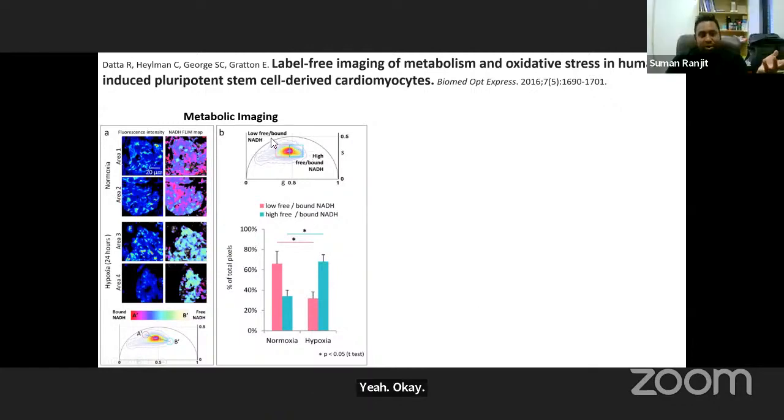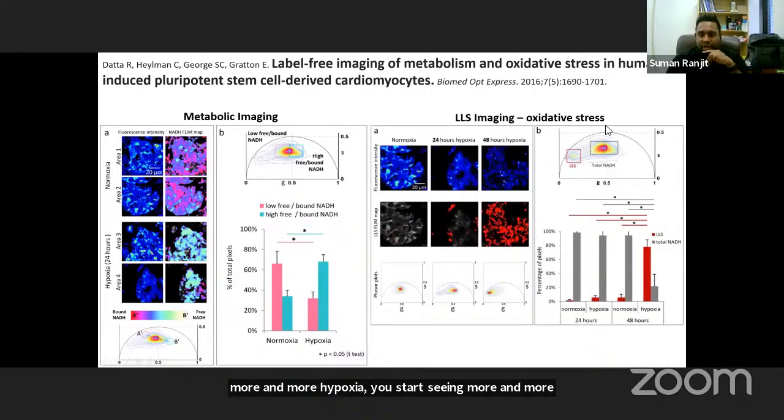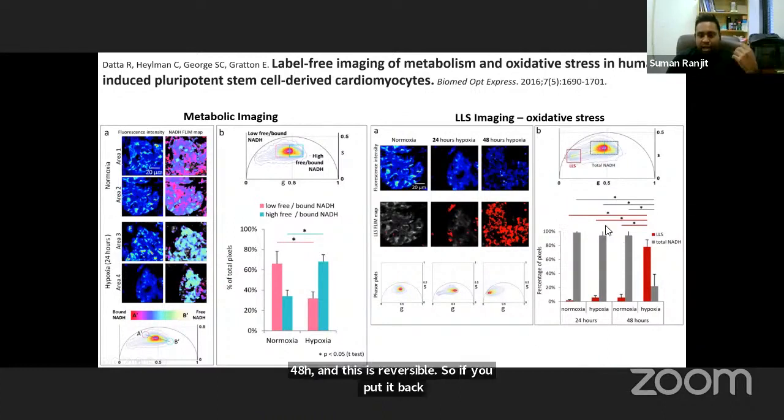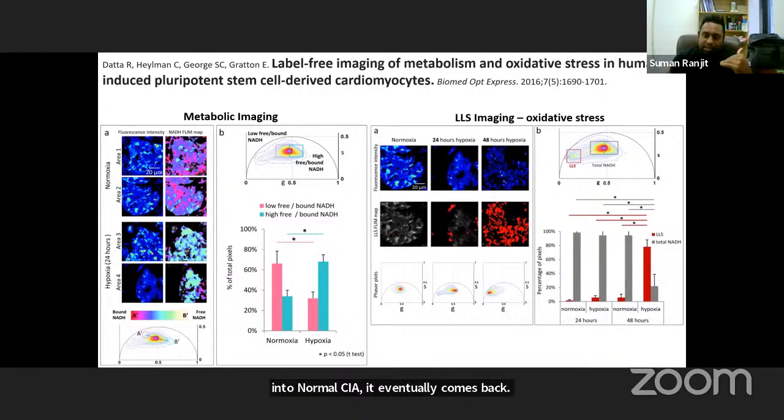So it's also cool because you can use this as a sort of indicator. So this is normoxia and hypoxia. As you are inducing more and more hypoxia, you start seeing more and more lifetime changes. And that you can sort of see with the LLS imaging. So as you are inducing normoxia, hypoxia, you see this shift in the hypoxia with 48 hours, and this is reversible. So if you put it back into normoxia, it eventually comes back. So this is kind of a cool paper from Rupsa that allows you to look at this long lifetime.